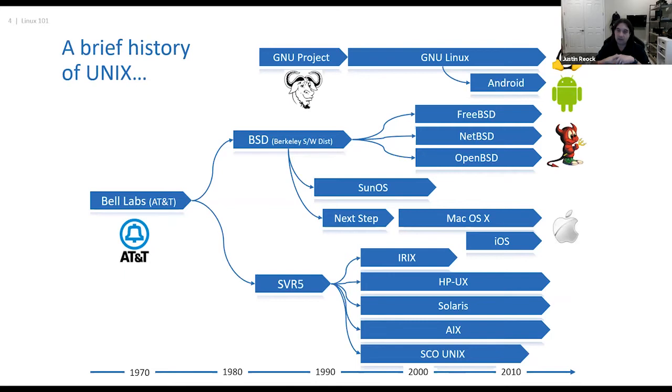Meanwhile, alongside all of this heavy and commercial Unix development, the GNU project, which spun out of the Free Software Foundation, had started supporting a small open source operating system project called Linux, which would ultimately become GNU Linux.